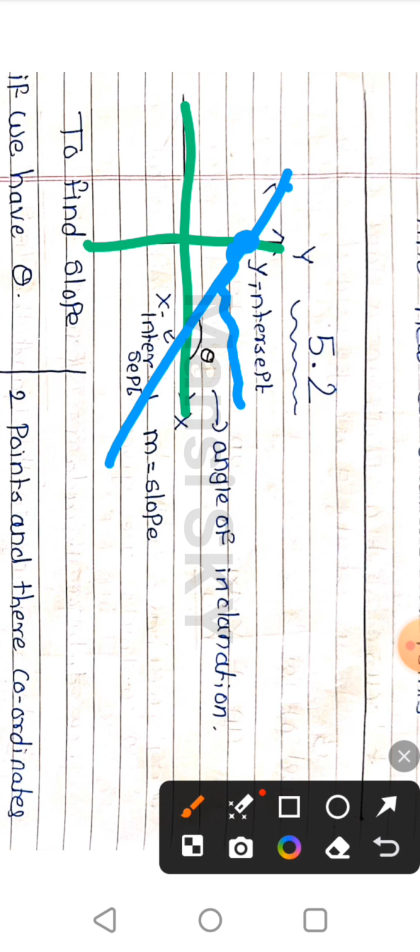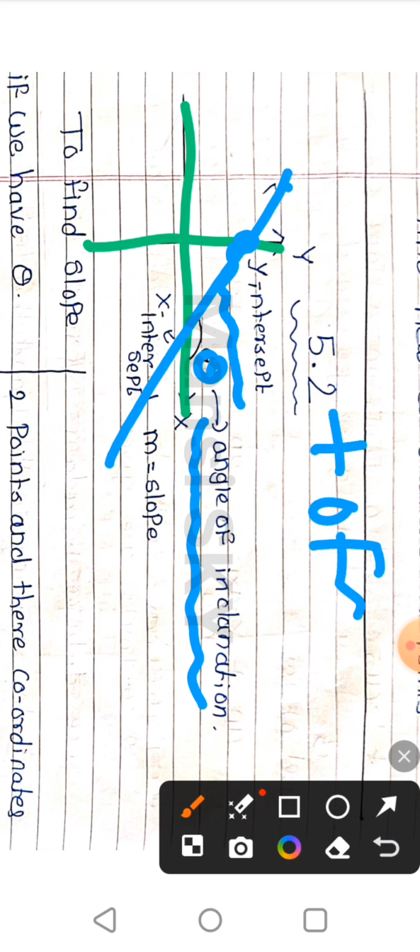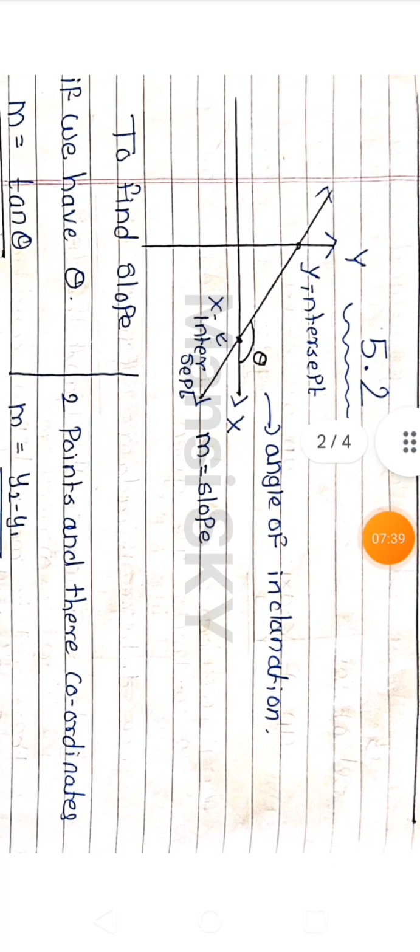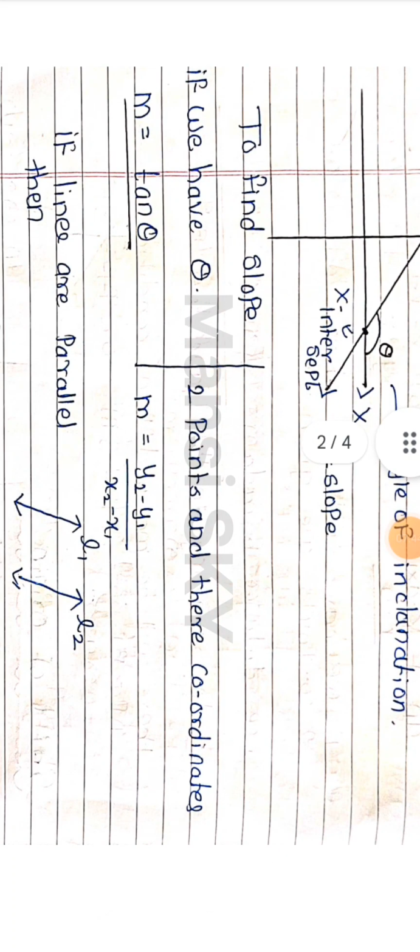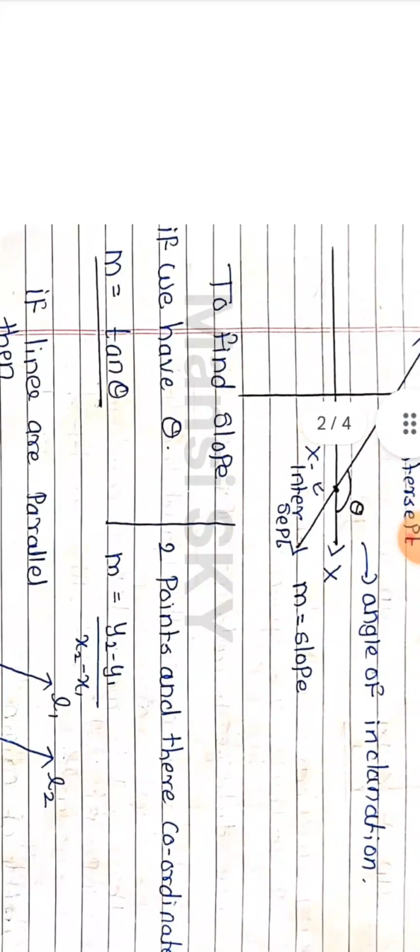Now what is this theta? Theta is nothing but the angle of inclination. What is the angle of inclination? The angle made by the line with the positive x-axis is called the angle of inclination, and the angle of inclination is denoted as theta. Okay, then how to find the slope? There are many formulas for finding the slope. Let's learn them and explain them in detail.